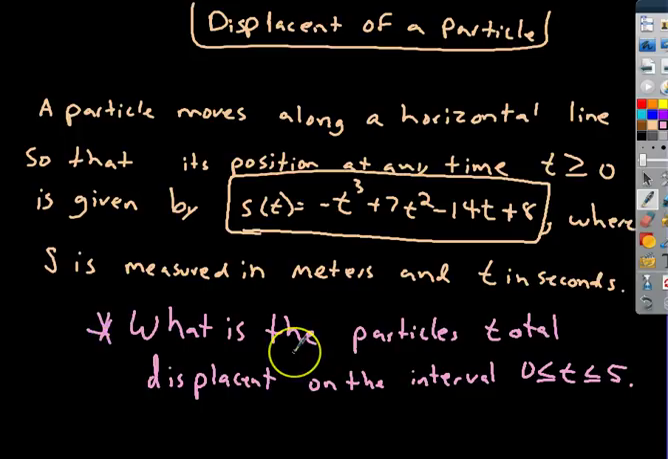What is the particle's total displacement on an interval where t is between 0 and 5? You might write this in interval notation. You could see it in some book as from 0 to 5 for time. Or you can see it as an inequality. So anyway, I'm about to erase the screen and the question, so do copy it, and we're going to talk about it again now.